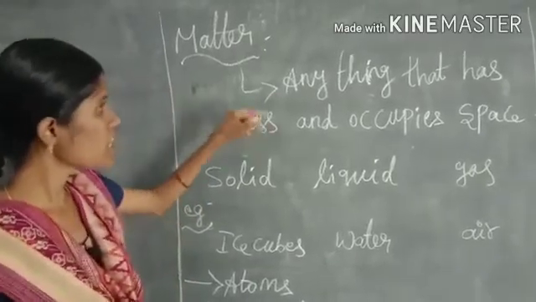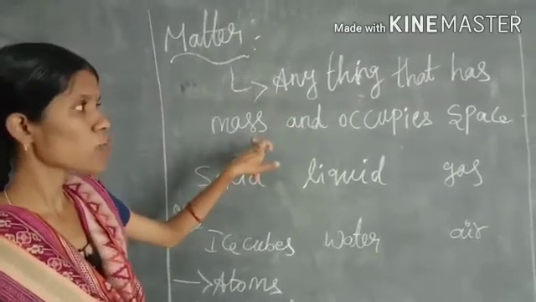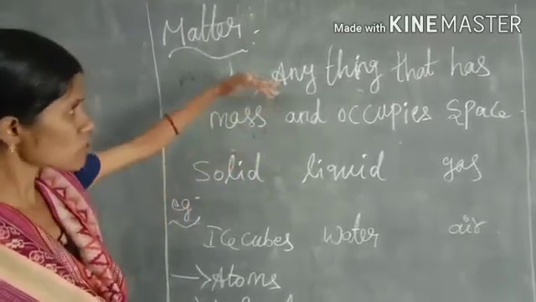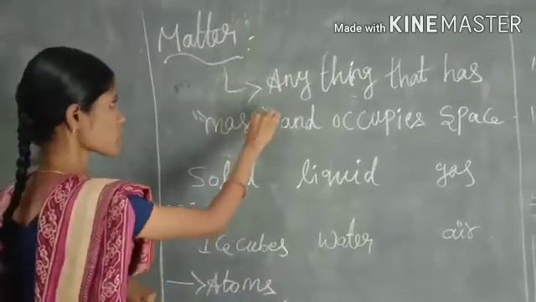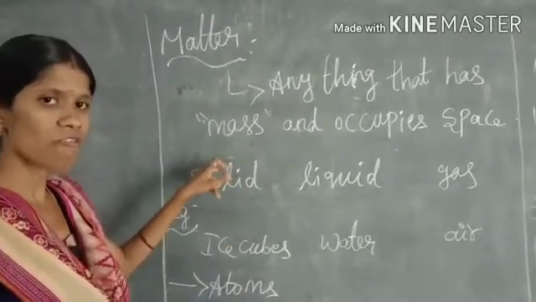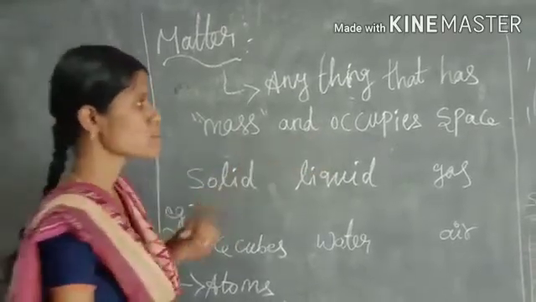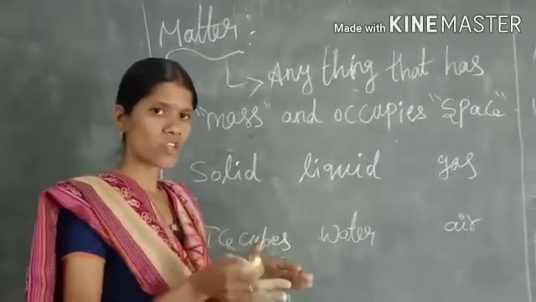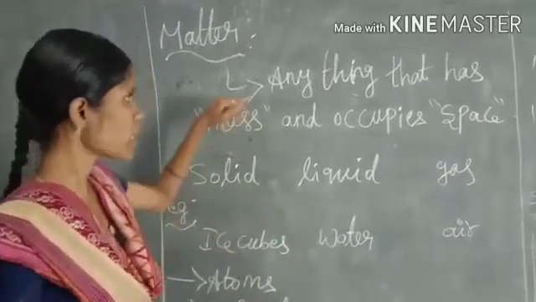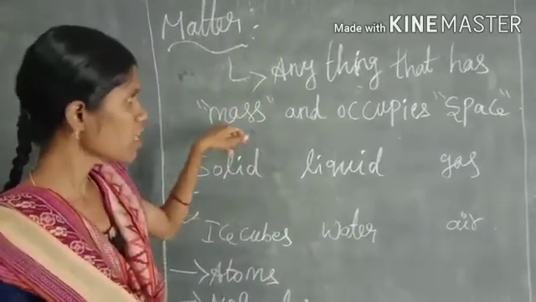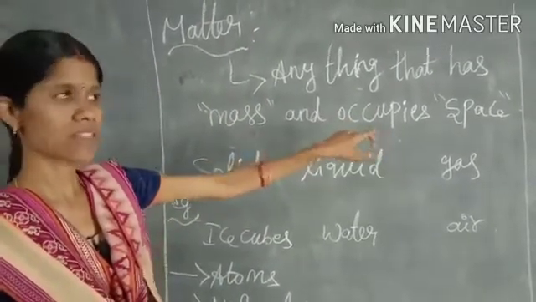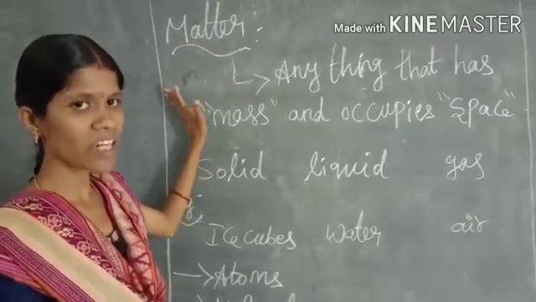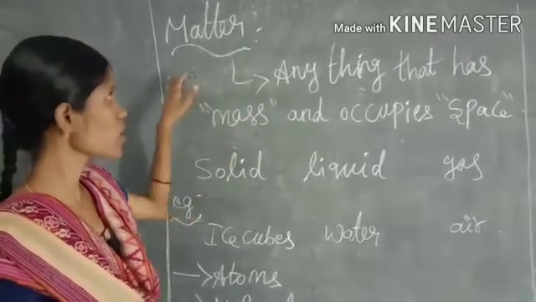Matter means anything that has mass and occupies space. Anything, that material can be anywhere or anything, it can be whatever. Anything that has mass, it must have some mass. Mass refers to the weight, some mass must be there, and it occupies space. A gap or a place must be occupied by that thing, that object, that material. So anything that has mass or weight and occupies space or place is known as matter. I repeat, anything that has mass and occupies some space is known as matter.